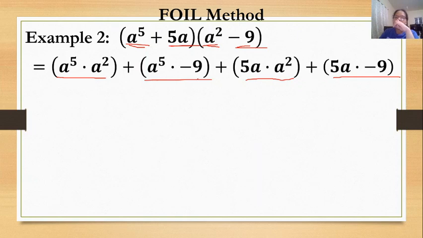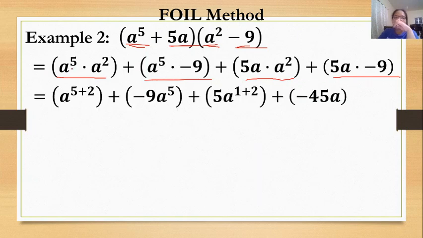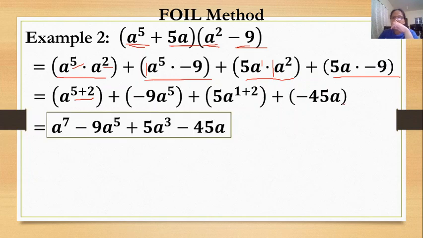And then simplify. So we can add the exponents of a in here, 5 plus 2. And then the product of a to the 5th times negative 9. So there's 1 here as a numerical coefficient. So 1 times negative 9 will give us negative 9. And then copy a to the 5th. 5 times 1 in here will give us 5. And then add the exponents of a, 1 plus 2. And then 5 times negative 9 is negative 45. Copy a. And then simplify further.